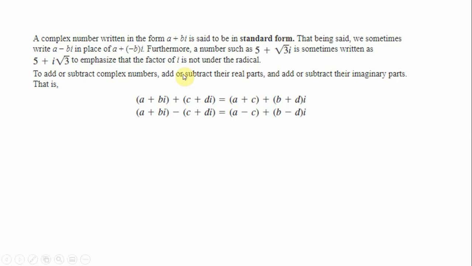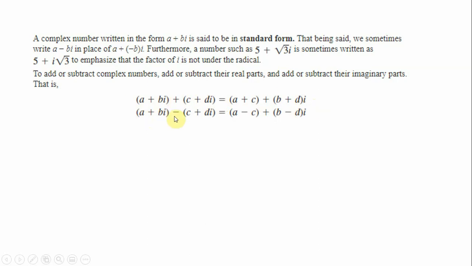So to add or subtract complex numbers, I've got 2 separate ones. All I have to do is add the reals. So I've got a plus bi plus c plus di. I'm going to add a plus c, and then b plus d is the imaginary part. I handle this just like if this was an x. I group them together, grouping my real part and my imaginary part.